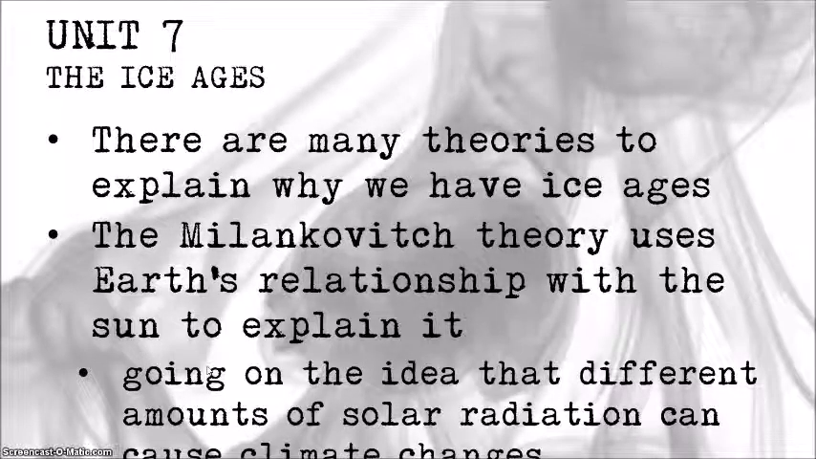The Milankovitch theory uses Earth's relationship with the sun to explain it, going on the idea that different amounts of solar radiation can cause climate changes.